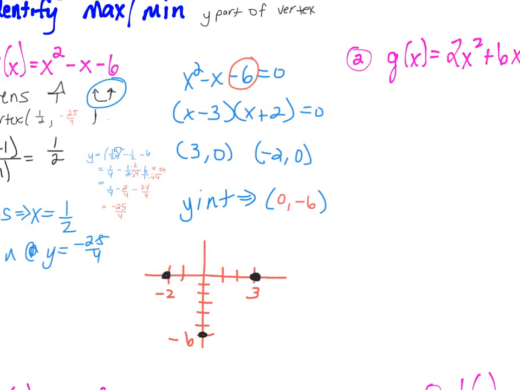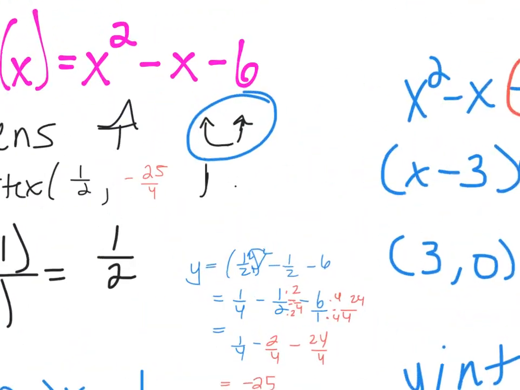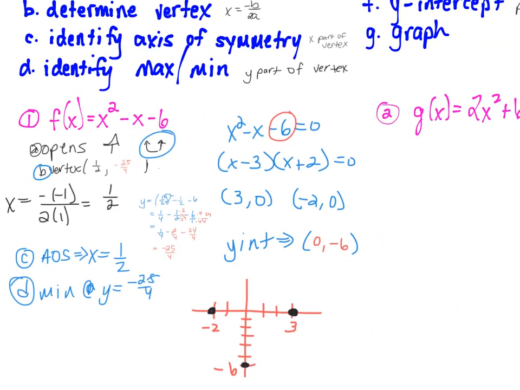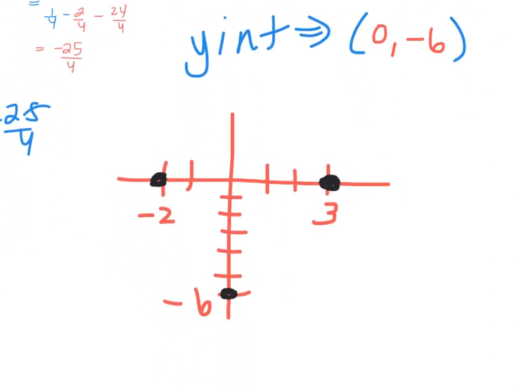And your vertex was at 1/2, negative 25 over 4, okay? That's a gross number, I understand that. 1/2 is like, say here, and then negative 25 is just going to be right there. So if I connected my dots in a nice smooth curve, you guys see that you would just go something like this? Everybody see that? That's what I'm looking for in your graph.